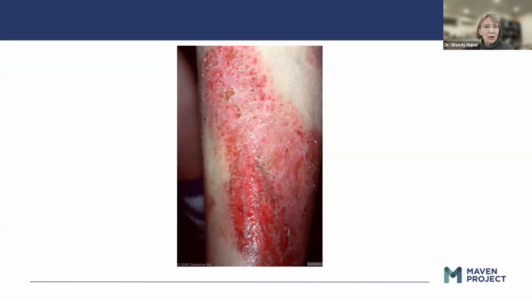Any questions at all in this case? Let's see, there are a few questions. When do side effects of steroids start for low, medium, high potency if a patient is using twice daily on a non-sensitive area like the leg, like after 2 weeks?